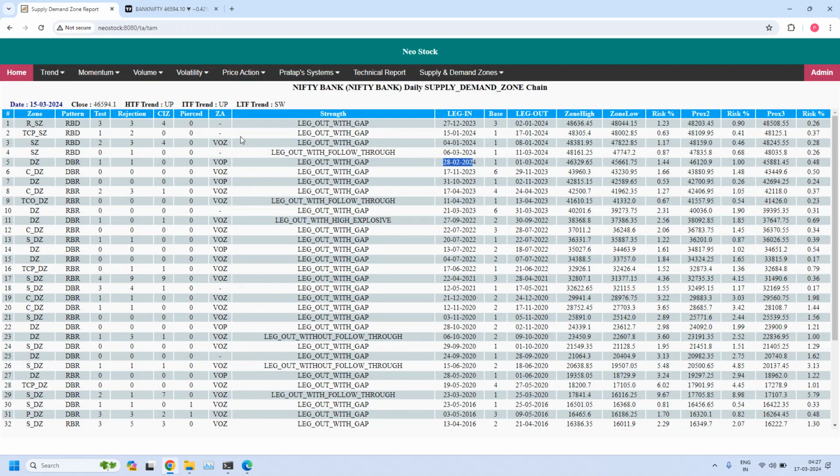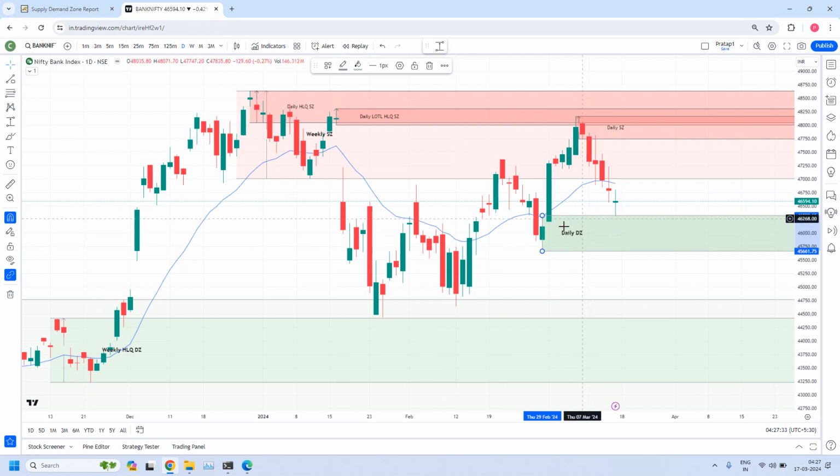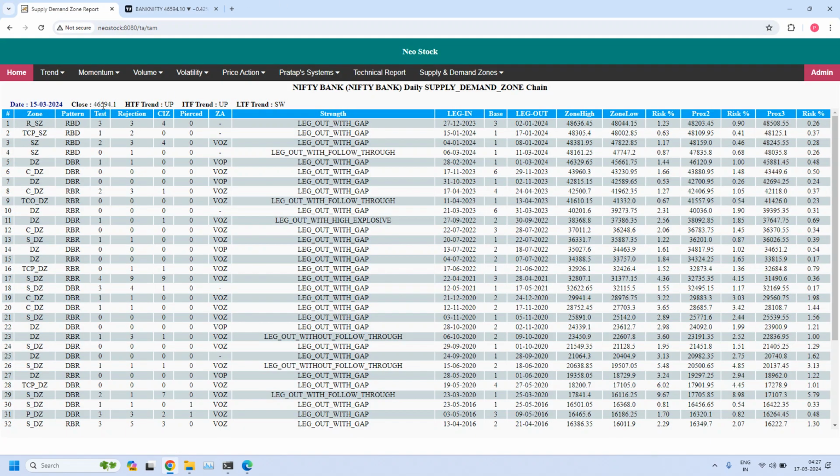Currently, what is the daily trend? Already the daily trend is sideways. If this demand zone is violated, then the daily trend will be changed to the downtrend. Always keep an eye on these parameters for each time frame: the HTF trend, ITF trend and LTF trend. LTF means your entry time frame, because currently this is a daily time frame.